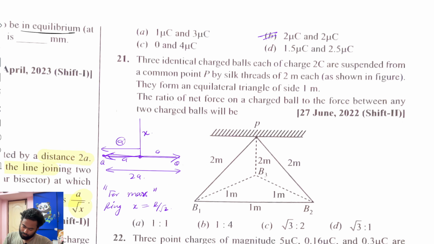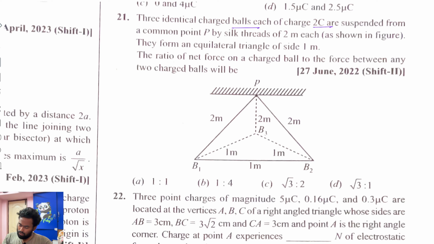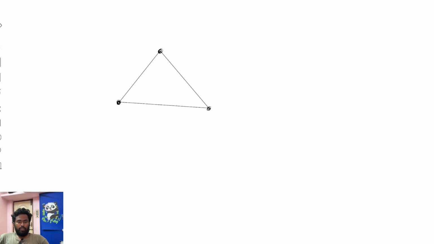Okay, next question, 21. 3 identical charge balls are suspended from a common point P by silk threads of 2 meter each. They form an equilateral triangle of side 1 meter. Ratio of net force on the charged ball to the force between any two charged ball will be. We need the ratio of net force on a charged ball to the force between any two charged ball. Okay, so let's see the solution.